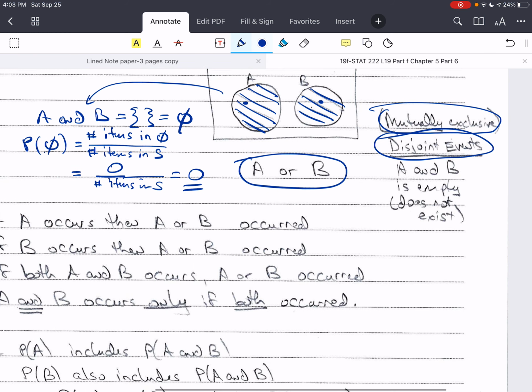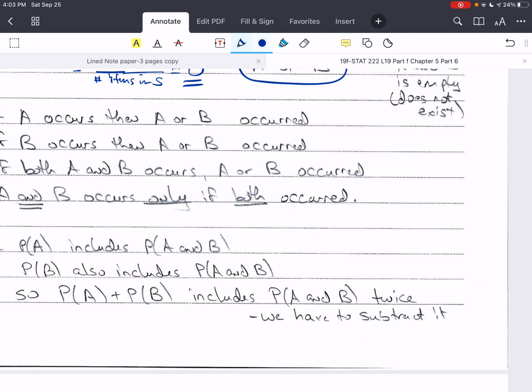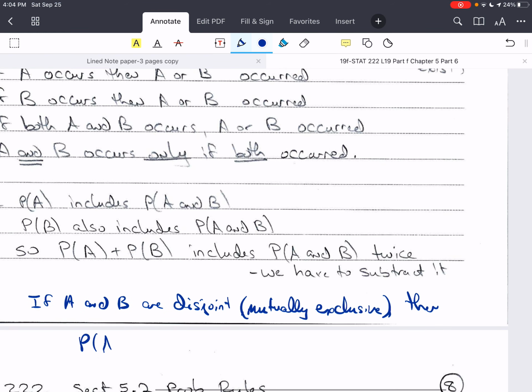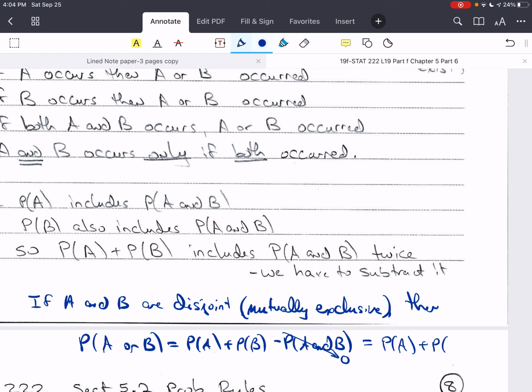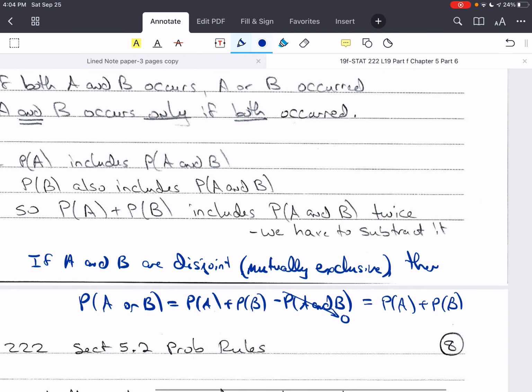I've explained that, if A and B are disjoint or mutually exclusive, then the probability of A or B is equal to the probability of A plus the probability of B minus the probability of A and B, which is 0 because they don't intersect, so the intersection is an empty set. And so it's just equal to the probability of A plus the probability of B. So when we have disjoint or mutually exclusive events, we can just add up their probabilities to get the total. We don't have to worry about all the intersections, okay? Which is nice.